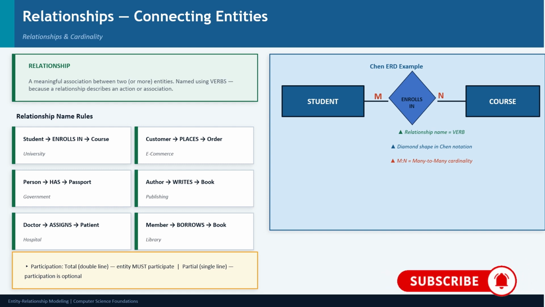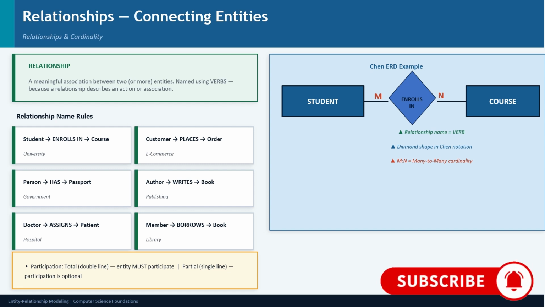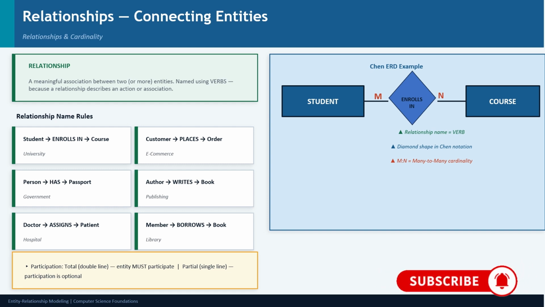Entities don't exist in isolation. They connect to each other, and those connections are called relationships. Relationships are always named with verbs because they describe an action or association between entities. A student enrolls in a course. A customer places an order. A person has a passport.